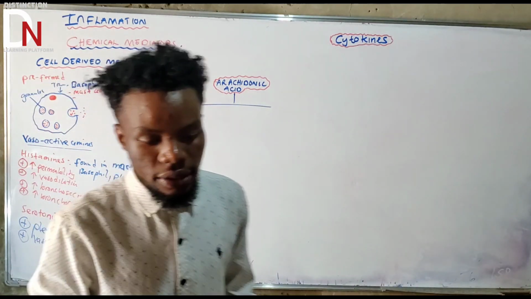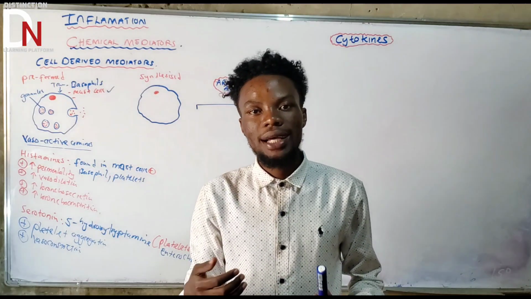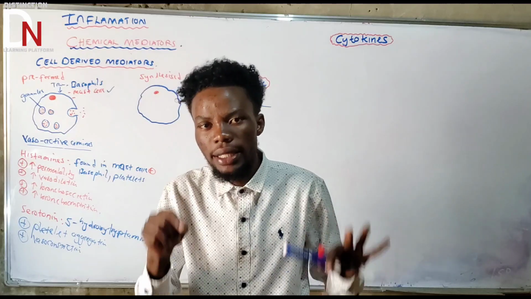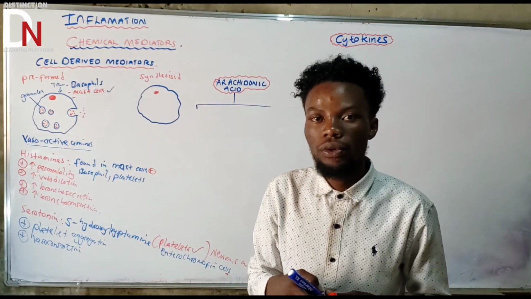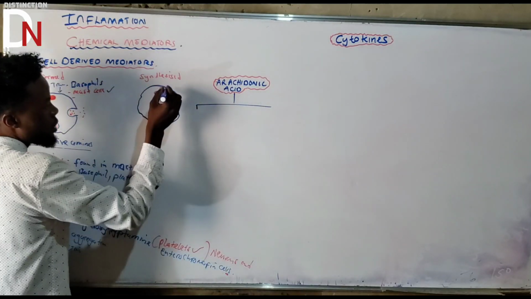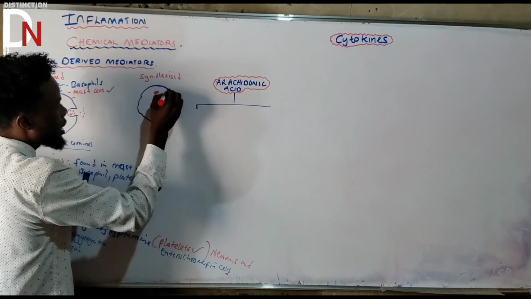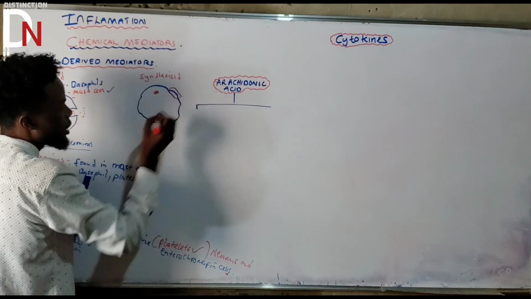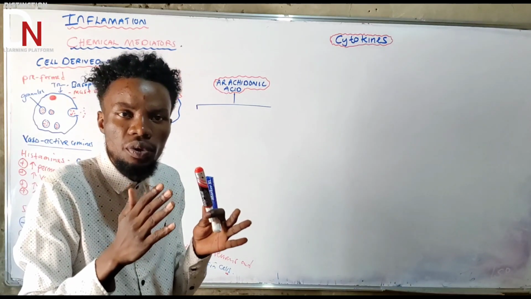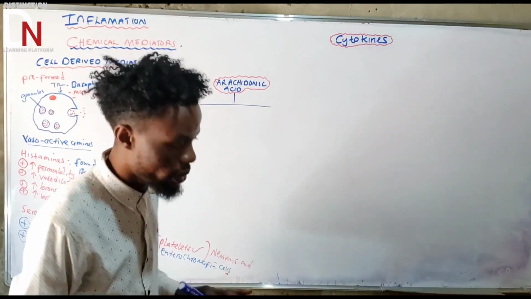Now arachidonic acid, where can you find it? Basically, you can find it in a lot of cells, but specifically in the cell membrane of those cells. You've seen this phospholipid bilayer. That's why you can find arachidonic acid in the cell membrane. It is embedded in the phospholipid in an esterified form, but you don't need to know that.